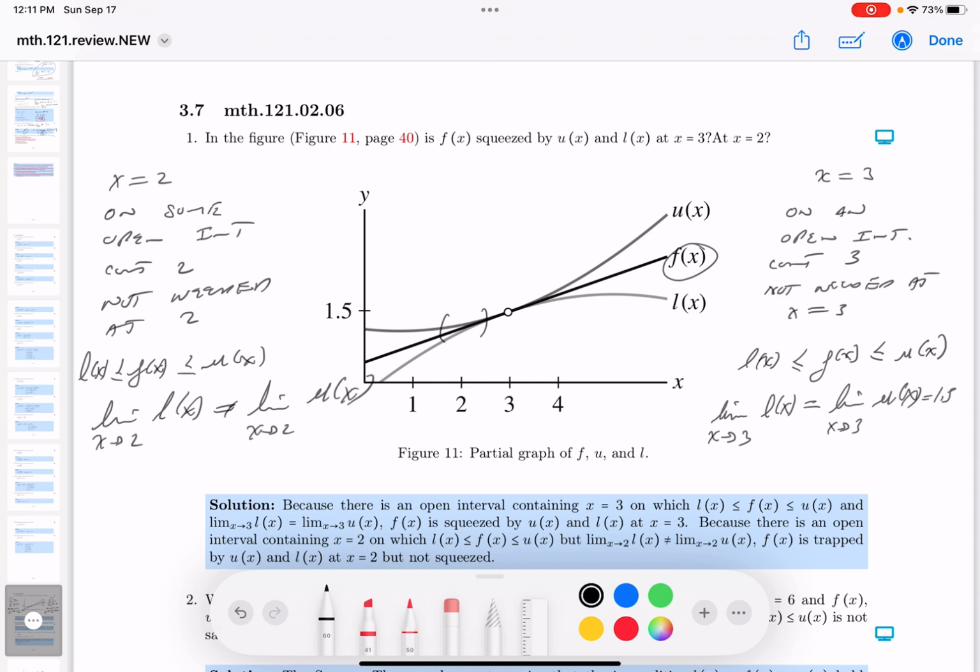So this is not a proper squeeze. Although there's a bounding of it, there's not a proper squeeze over there. Because at 2, it's just too much of a band over here. Again, we're trying to get something that comes right in at the point.